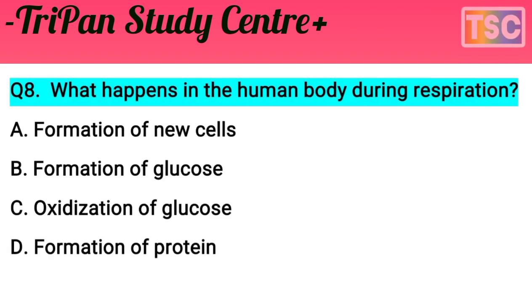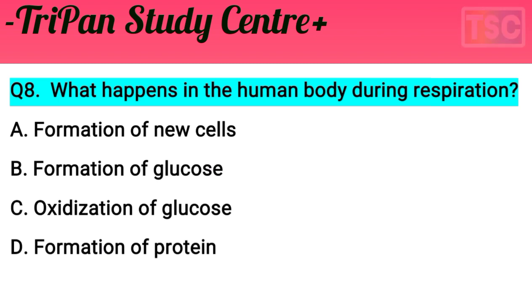Next question on your screen. What happens in the human body during respiration? A. Formation of new cells. B. Formation of glucose. C. Oxidation of glucose. And D. Formation of protein. This question is very interesting and important from the exam point of view. Let's see. Respiration is a continual process that occurs in the cells of all living organisms to produce energy.